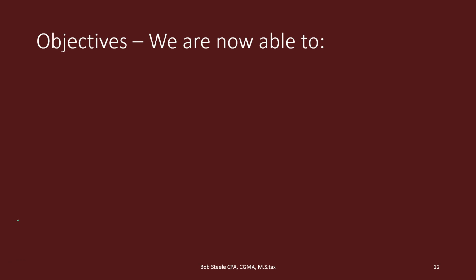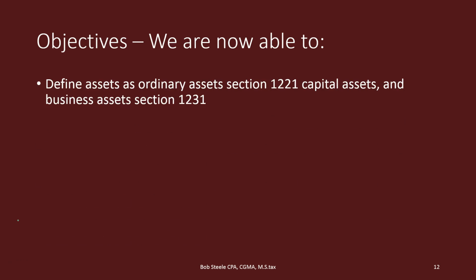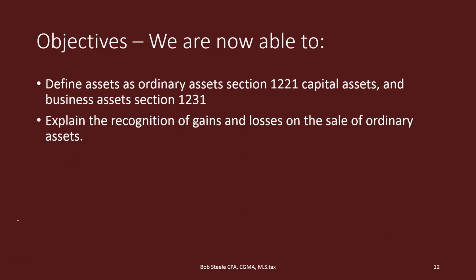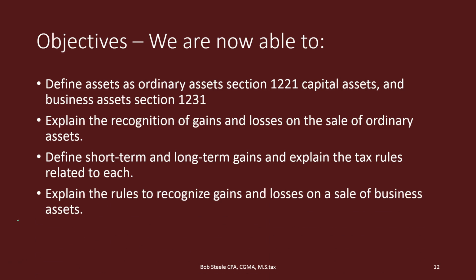So that's a quick recap of some of the concepts that are going to be involved in the calculations of capital gains. So at this point, we are now able to define assets as ordinary assets, section 1221, capital assets and business assets, section 1231, explain the recognition of gains and losses on the sale of ordinary assets, define short-term and long-term gains, explain the tax rules related to each, and explain the rules for recognized gains and losses on the sale of business assets.